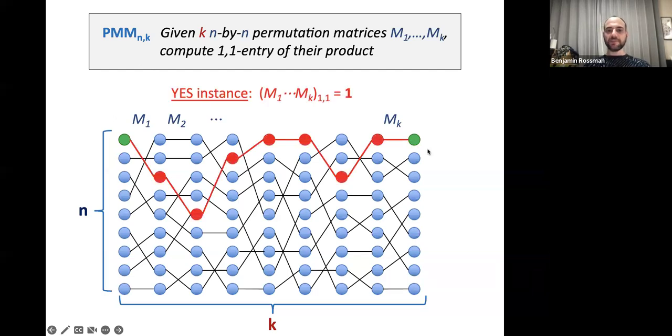So here we see we have a yes instance, so the unique path indeed connects the top elements. So the 1-1 entry of the product is 1. And a no instance looks something like this.